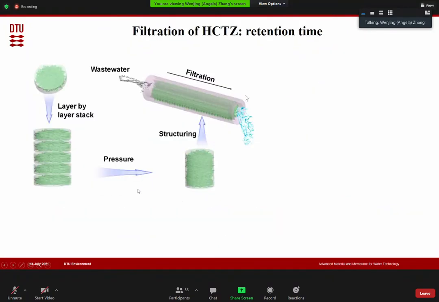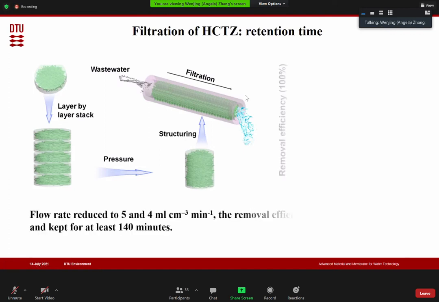And this previously was more about batch experiments. Here we want to introduce a flow-through of the water. What we do is that we have this nanofiber membrane roughened by the LDH absorbents, and then we stack those membranes together to become a filter column. We pass the water from one side and collect it from the other side.